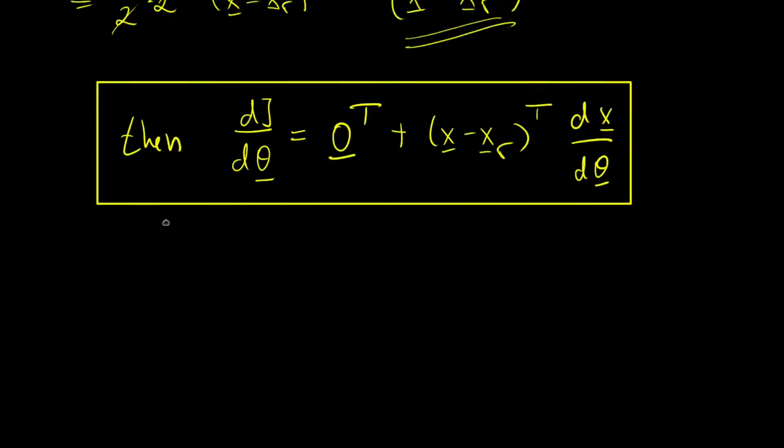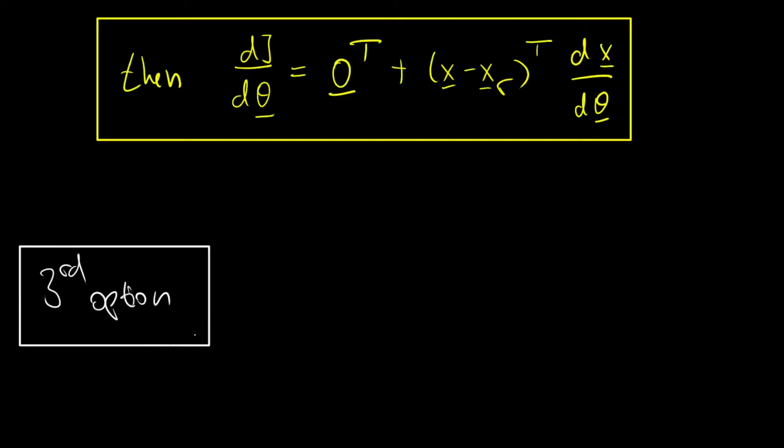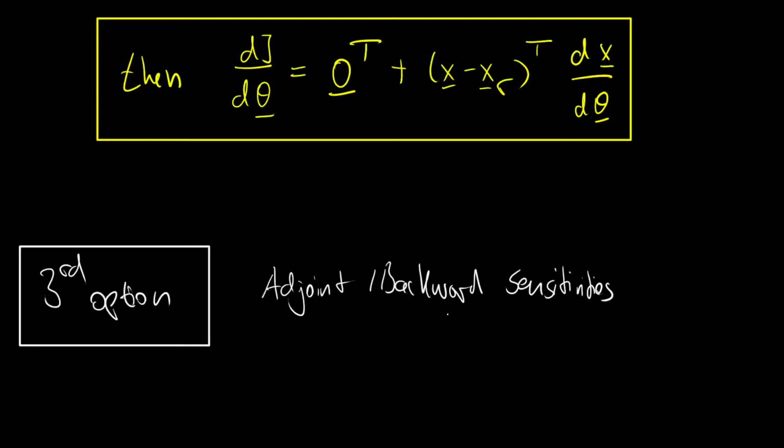Now let's look at the last option, which will be the third option. And here we will use the adjoint method or backward method. So we will use adjoint or backward sensitivities. And if you watch the videos, you should be familiar with the solution that we got out there.